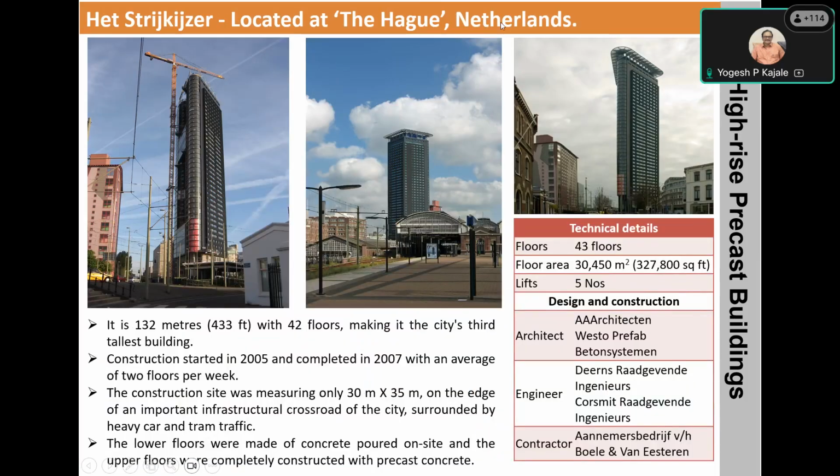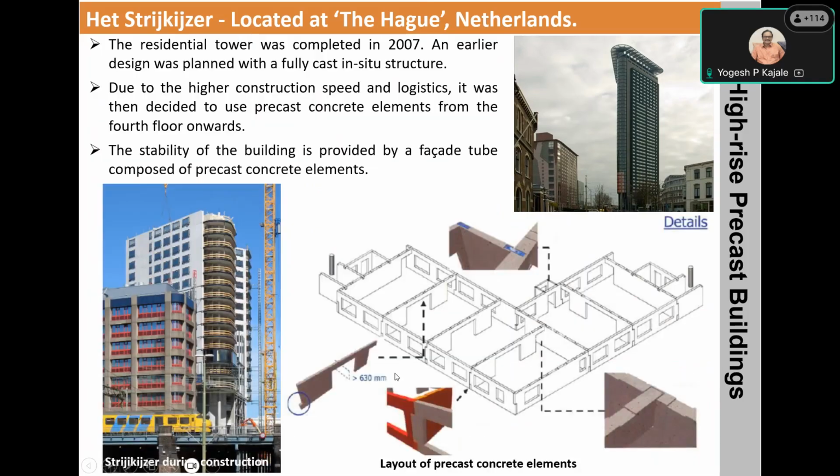Then the other building is in Netherlands, which is a 43-story high building. Again, full precast construction system. The construction site was hardly 30-meter by 35-meter, so there was a constraint of space. This structure was also completed in 2007 with an average of 2 floors per week. That was the speed which was achieved.